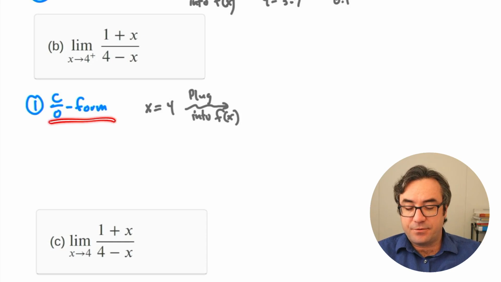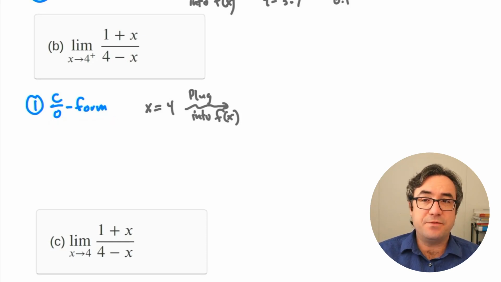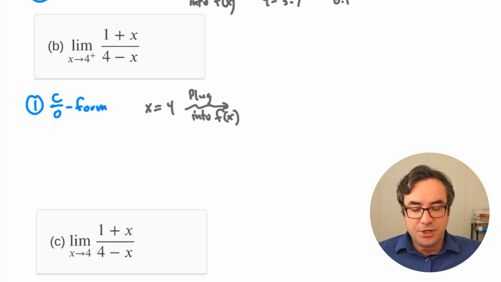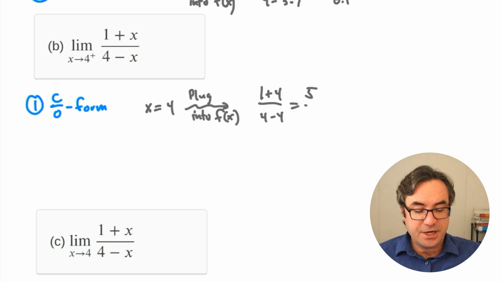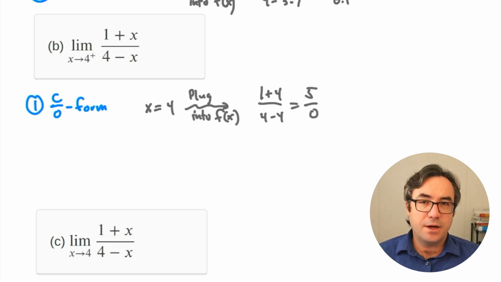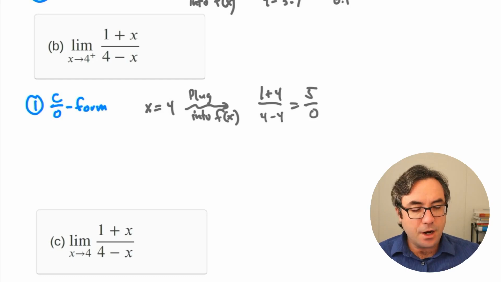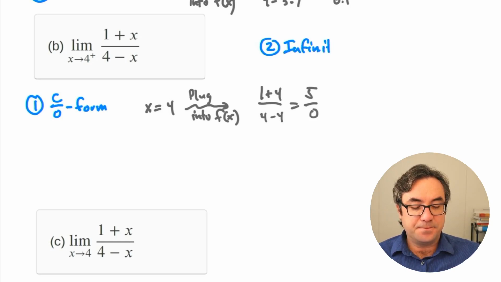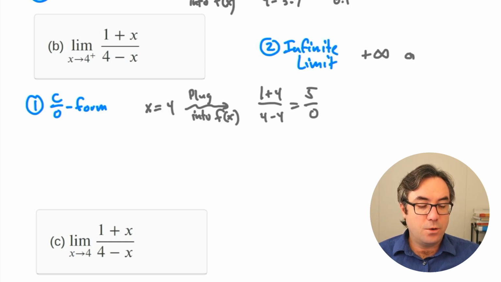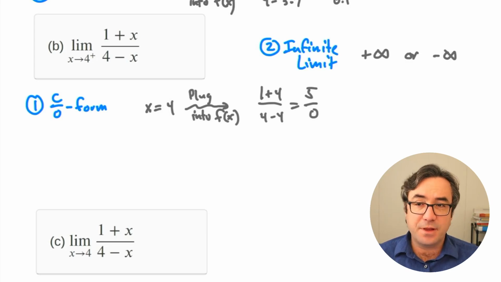And we're seeing that for c over 0 forms, we end up with an infinite limit. So again, let's pretend this is a brand new problem we're doing. So when we plug in x equals 4, we're going to end up with 1 plus 4 over 4 minus 4, which is, again, that c over 0 form. In this case, 5 over 0. All right, so then we just want to recognize what this means. So it means that we have an infinite limit. And there's only two choices, plus infinity or minus infinity, for what the value of the limit could be.